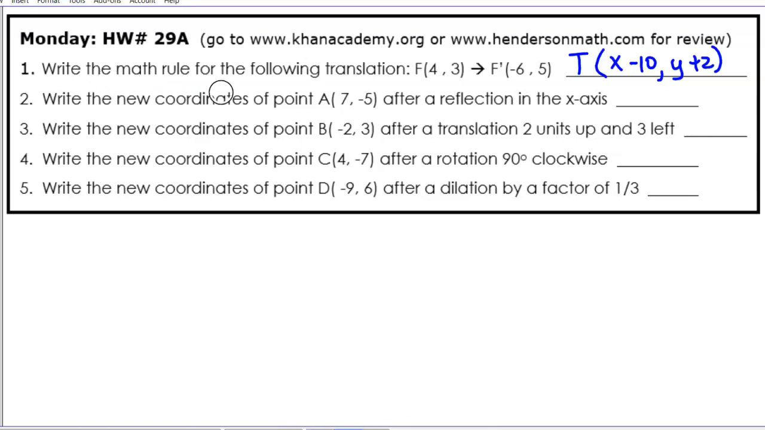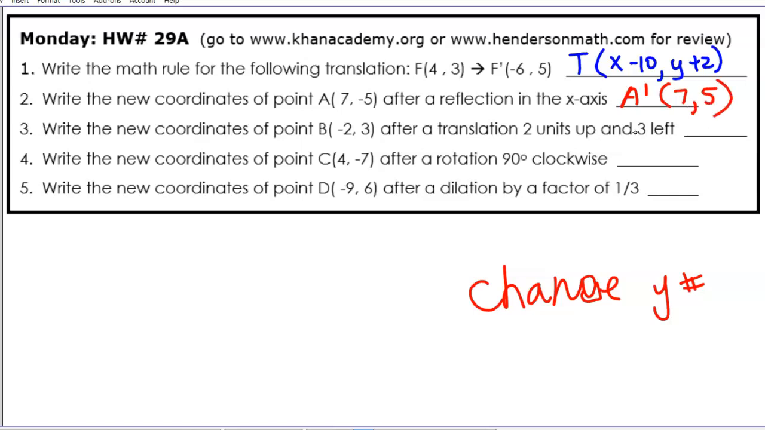All right, the next question asks for you to reflect over the x-axis. When you reflect over the x-axis, you change the y coordinate. Change the y number. So if I look at my coordinate, I have 7, -5. My new coordinate will be called A prime, and the x will stay, but the y will change signs to +5.